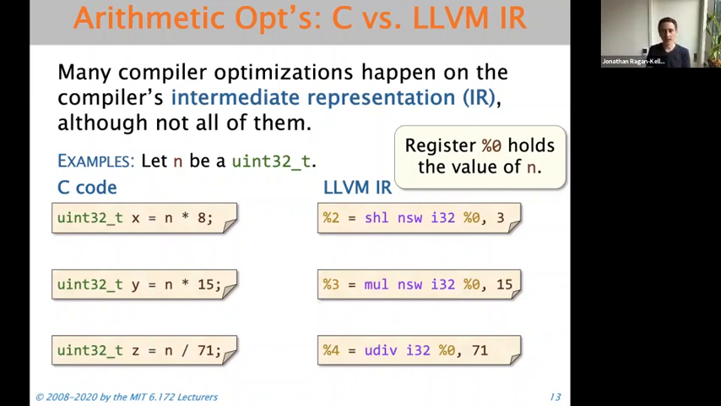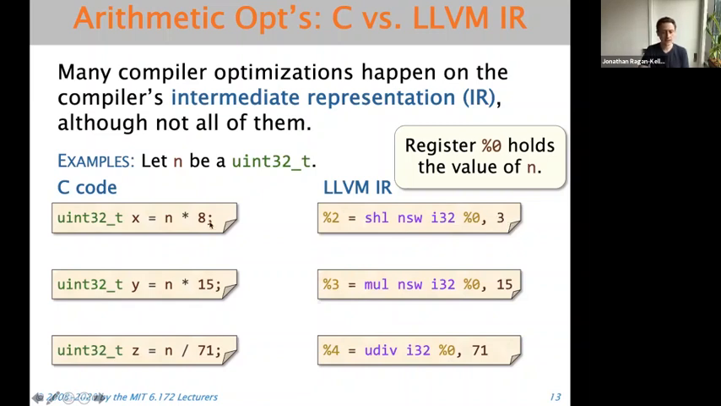Here I have 3 different examples where this is the case, so let's look at these. In each case, we're just working with uint32, unsigned 32-bit integer values. In the first case, we're taking in a value n and multiplying it by 8. In the next case, we're multiplying n by 15. And in the last, we're taking the value n and dividing it by 71. If we look at each of these, we can see the LLVM IR that they translate into after optimization.